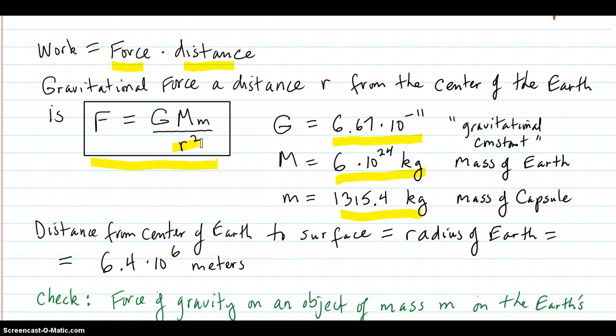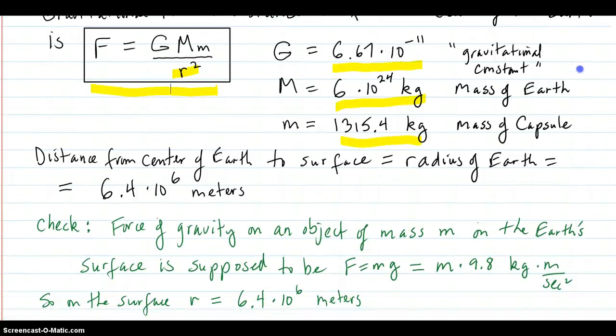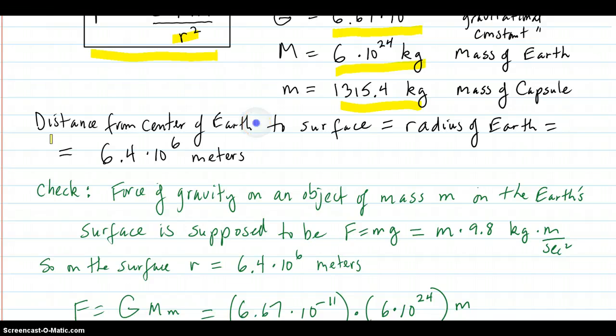So that means the farther you are from the center of the Earth, the less the gravity, or the force due to the gravity of the Earth, is. So in other words, the force diminishes. As the capsule rises, the force on it due to the Earth will diminish, but it'll be a very gradual process. So the force is changing. The distance from the center of the Earth to the surface, in other words the radius of the Earth, is given to be this number, that many meters.